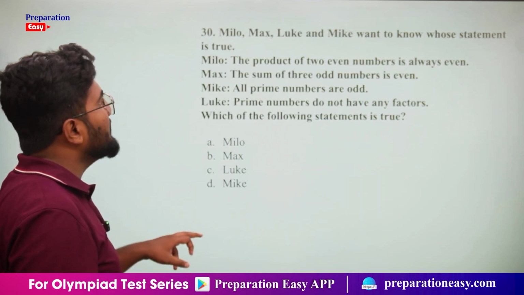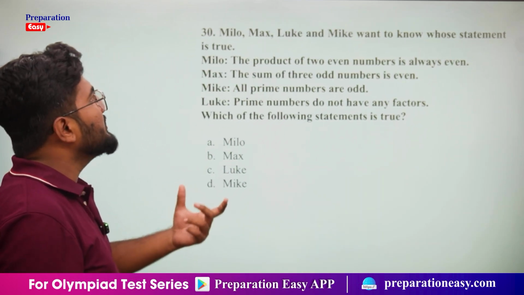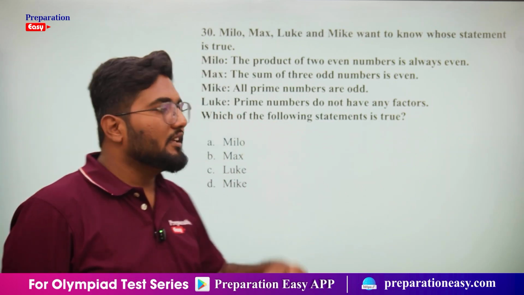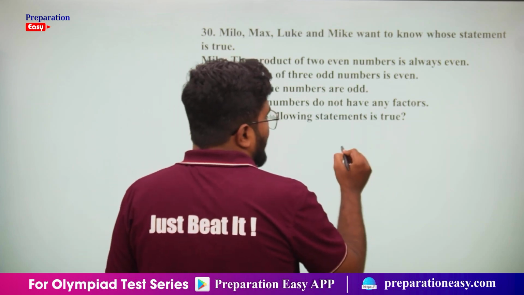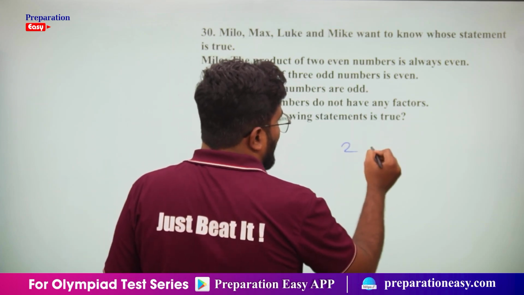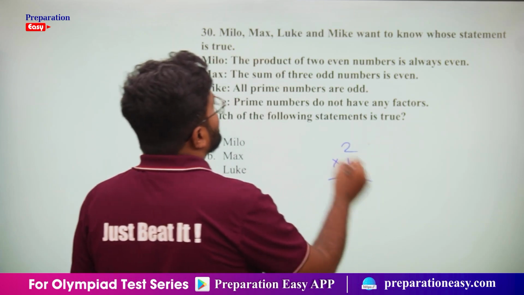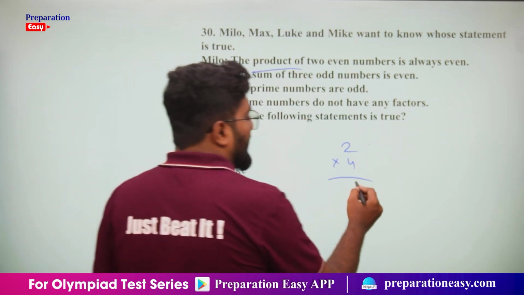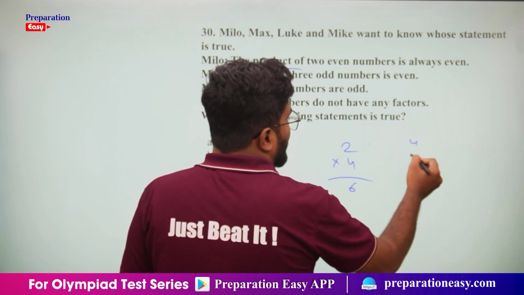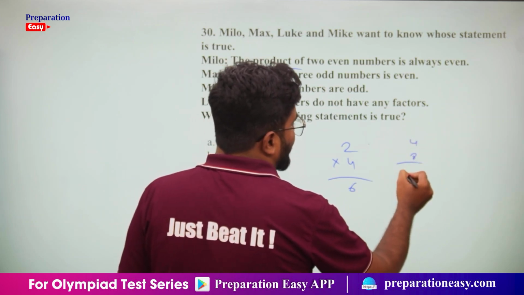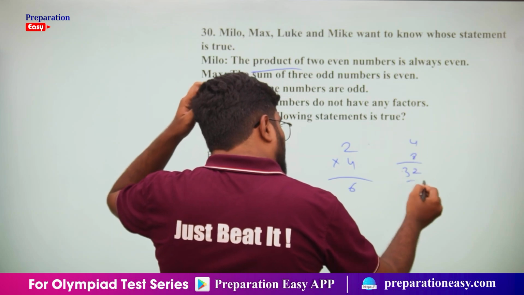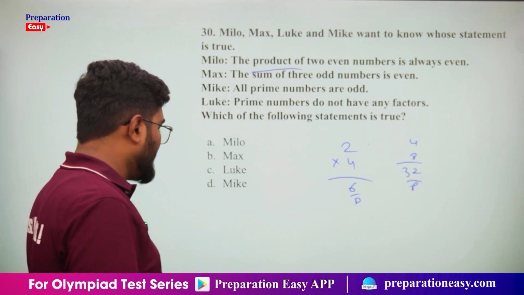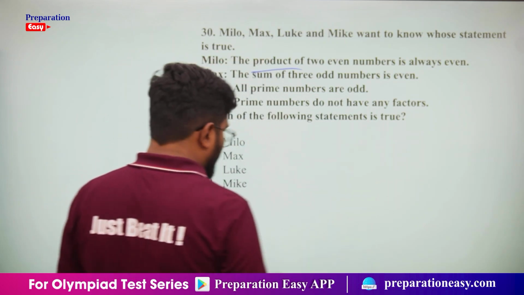What is the next question? There are some statements. Milo says, the product of two even numbers is always even. Let's try it out. If I take two even numbers, that is 2 and 4, what is the multiplication? We have to find the product. 4 into 2 is 8. Let's take another example. 4 into 8. 8 fours are 32. This is also an even number. So Milo's statement is true.